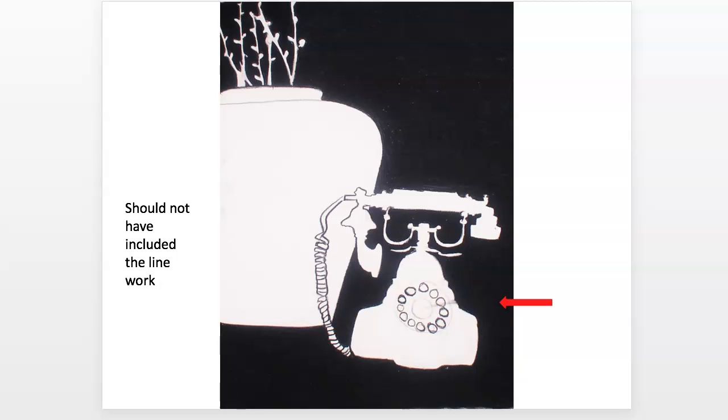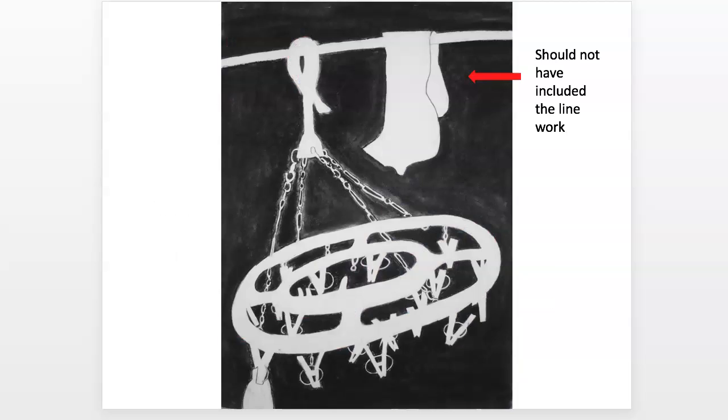This one works pretty well, but they included line work. See all that line work? They should have let these things merge together and not put the line work in. Same with this one, pretty much all good, except when they got up here they didn't like what was going to become that shape, so they ended up putting one line in. They shouldn't have included that.